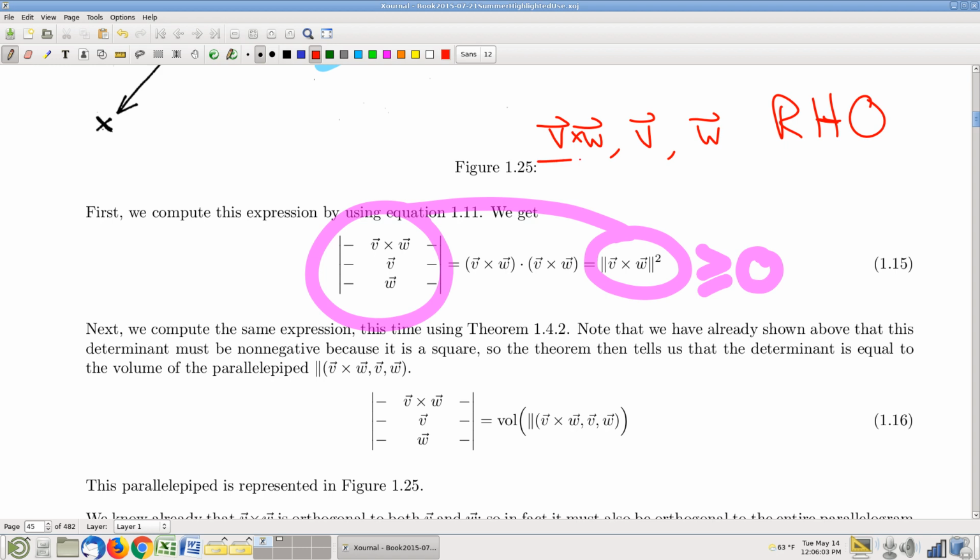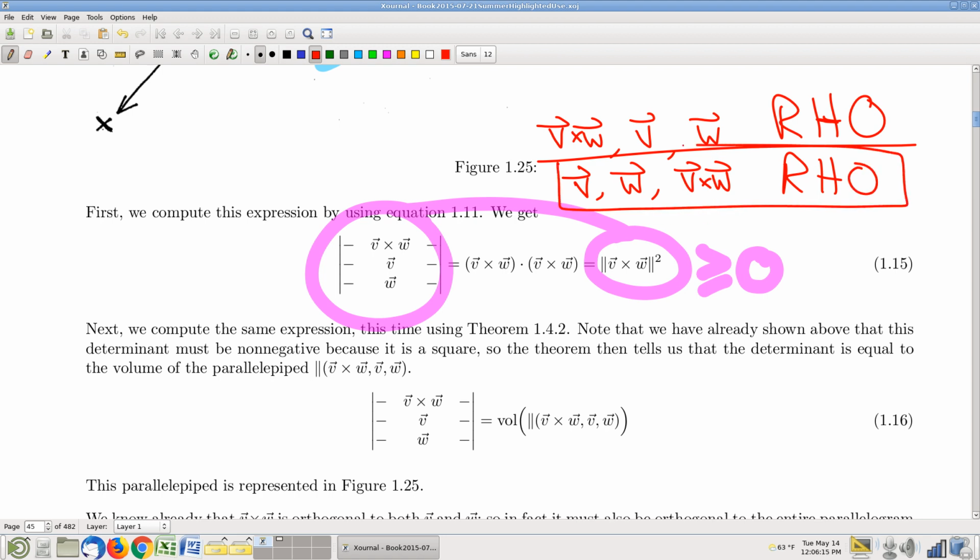And so I'm going to rewrite this fact as V, W, V cross W is a right-hand order. Said differently, if you want to know which way the cross product points, take your first vector V, take your second vector W. Your thumb will point in the direction of the cross product.